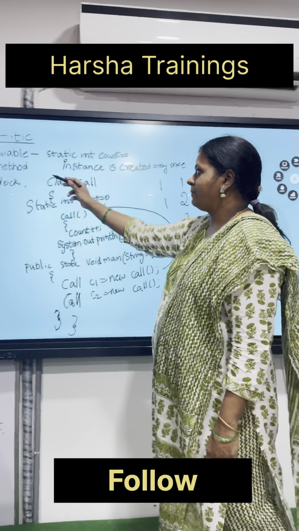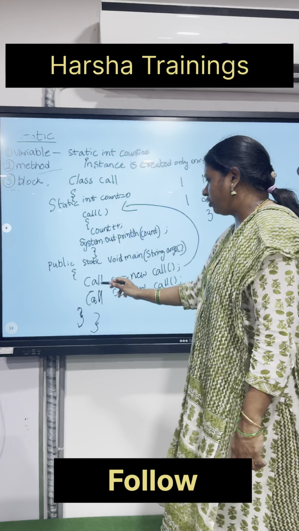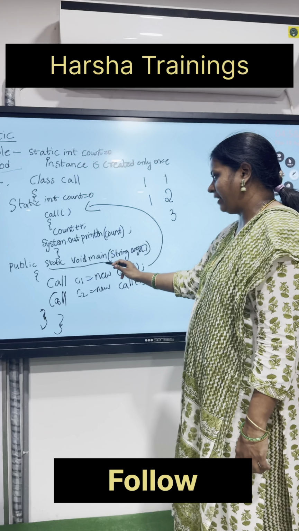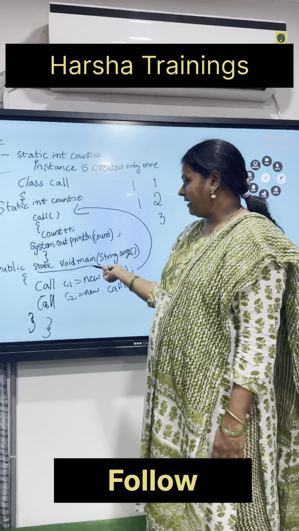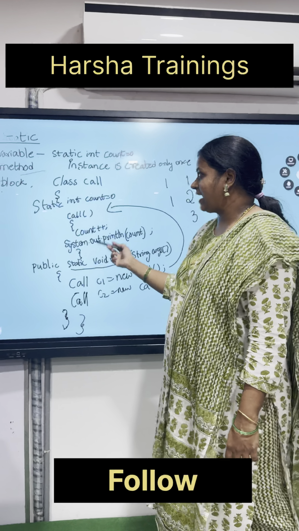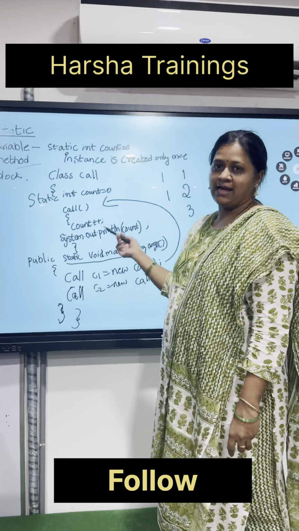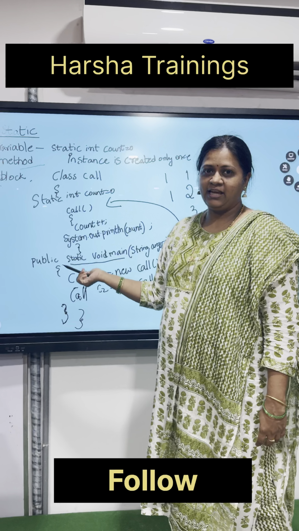And you can also make a method as static. We already wrote public static void main. If you declare a method as a static, it is directly called by the class name. We need not create any object.